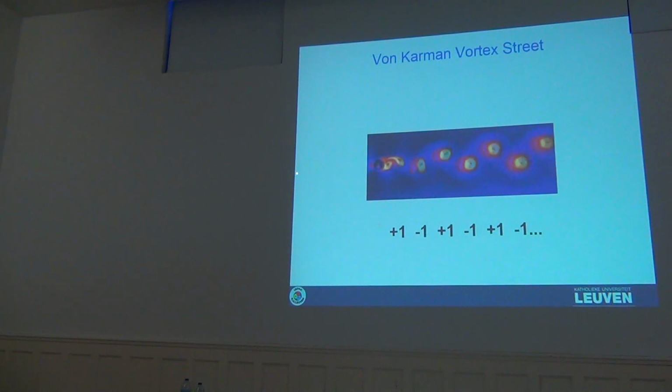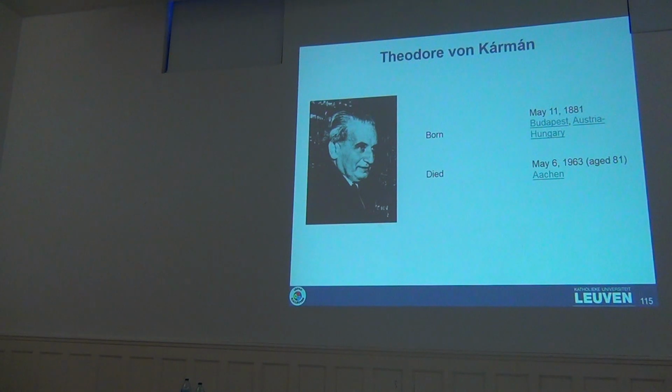And then liquid or gas wants first to flow this side, then it generates vortex. And then this side, it generates antivortex, then this side and this, and then it's a sequence +1, -1, +1, -1. Very nice stuff. And they're called Karman or von Karman.